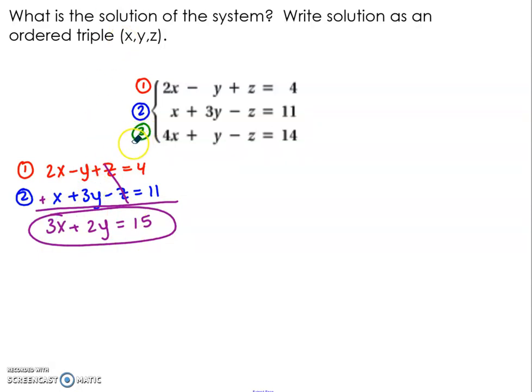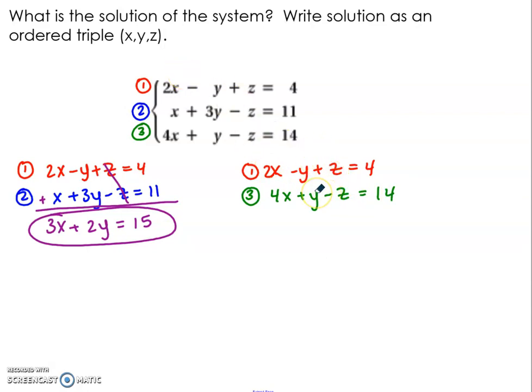So what I'm going to do is I'm going to use equation 1 and 3 because if I want to eliminate the same variable, which is z, I can see that 1 and 3 have opposite signs. So I don't have to do any multiplication to change anything. So I'm just going to use those as is. So I'm going to use equation 1 again. So 2x minus y plus z equals 4. And I'm going to use equation 3. Now, if you wanted to use equation 2 and 3, that's also fine. You're just going to have to multiply one of the equations by a negative 1 to get the z to have opposite signs. Okay, so now I'm using 1 and 3.